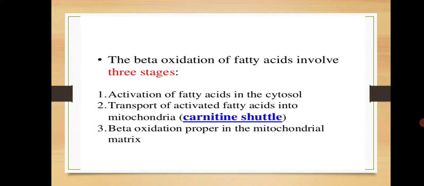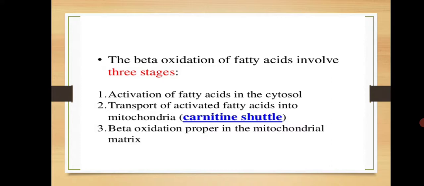Second process is transport of activated fatty acid into the mitochondria. Why? Because we are activating that fatty acid into acyl CoA in the cytosol, and the process of fatty acid oxidation is nothing but the breakdown of fatty acid. This process of breakdown, this oxidation, takes place in the mitochondria. Our acyl CoA will be in the cytosol and the oxidation in the matrix, which is not possible, so there is need to transport that acyl CoA from the cytosol to the mitochondria.